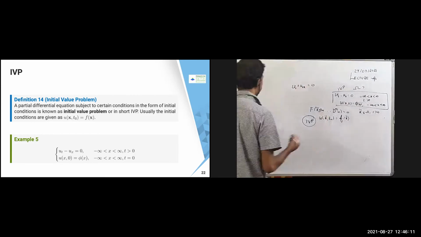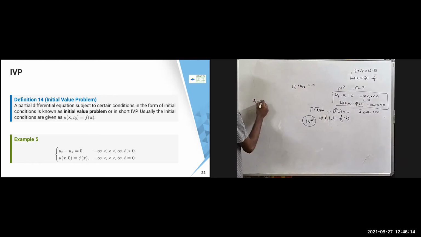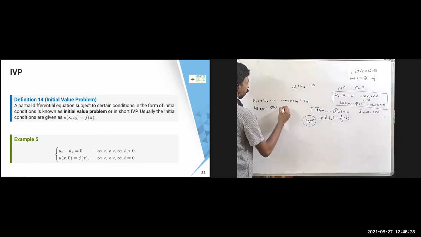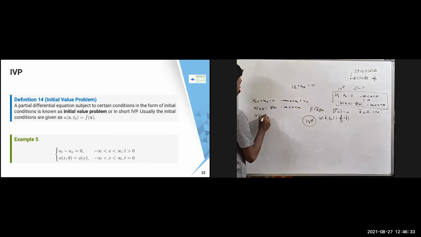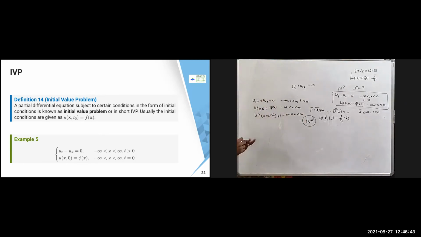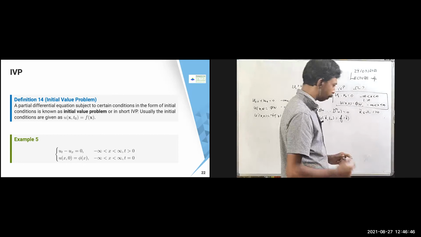Similarly, I can define another one: u_tt plus u_xx equal to 0 is given, with minus infinity less than x less than infinity and t greater than 0, and then I define u of x comma 0 equal to some phi of x, and u_t of x comma 0 equal to some psi of x, for minus infinity less than x less than infinity. This is also an initial value problem.